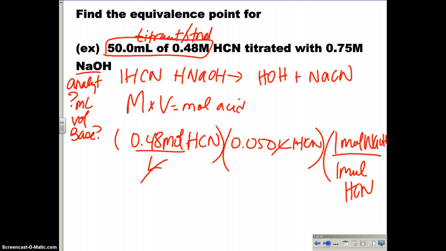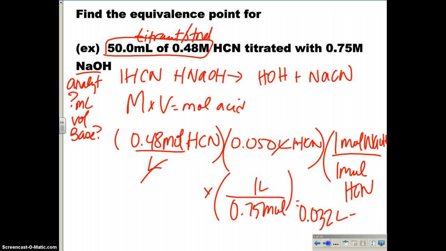You've got 1 mole of HCN and 1 mole of sodium hydroxide. The last part here is to notice that we have moles on top still. I need to solve for volume, so I need to flip my molarity as my last step. So I've got the molarity of 0.75 moles per liter. When you solve, you get 0.032 liters, which is the same thing as 32.0 milliliters.